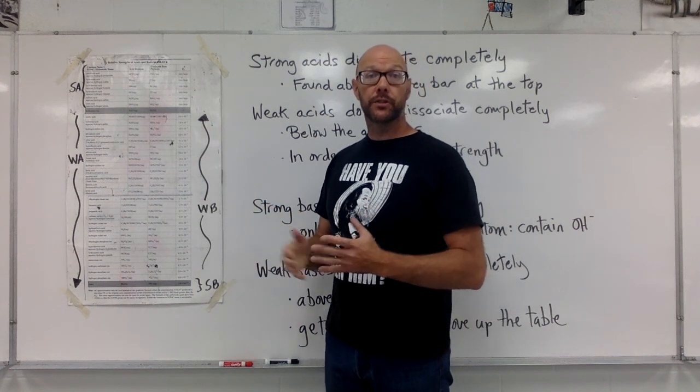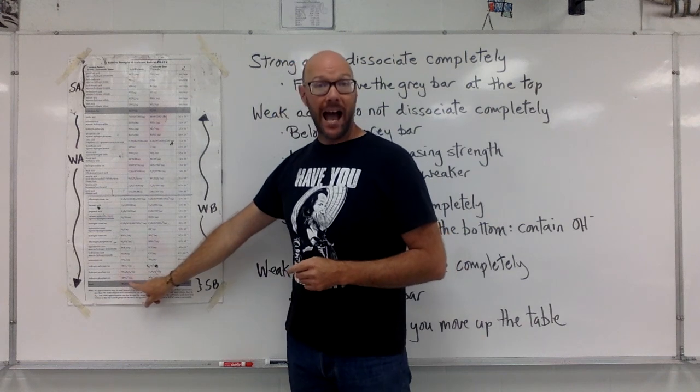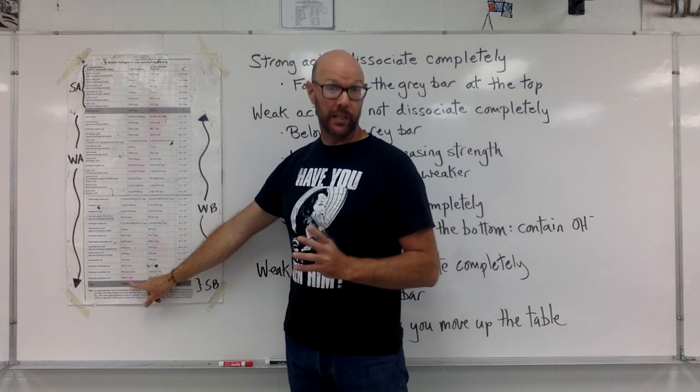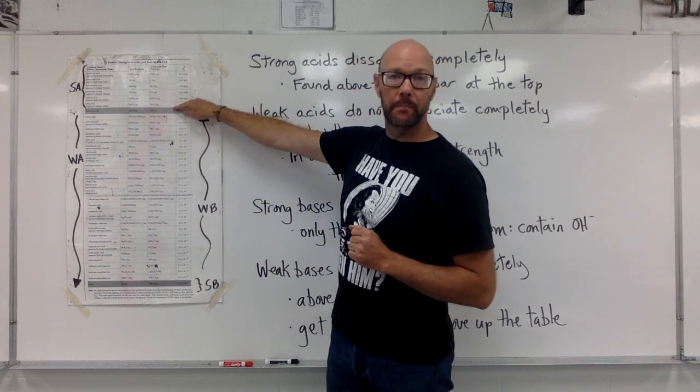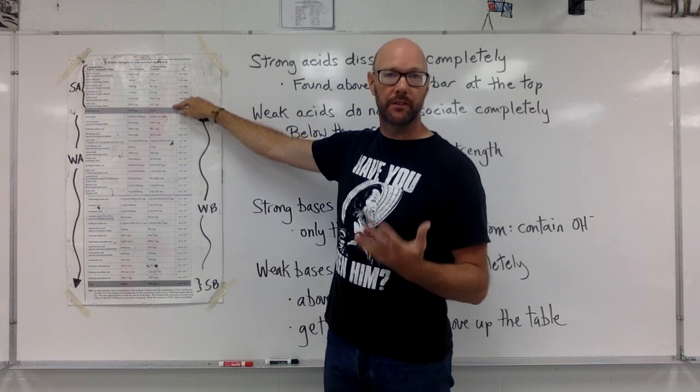This also shows us that water is amphiprotic. It's here in the acid column at the bottom. It's the weakest one. And it's in the base column up at the top, the weakest one. It's in both columns. It's amphiprotic.